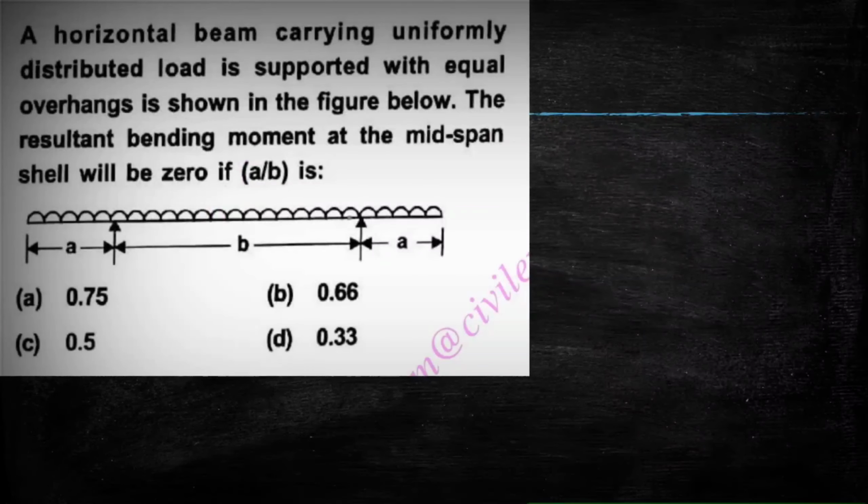Moving to the next question, we have a horizontal beam carrying uniform distributed load, supported with equal overhang, as shown in the figure below. The resultant bending moment at the midspan section will be 0 if A by B is... It's a very good question.